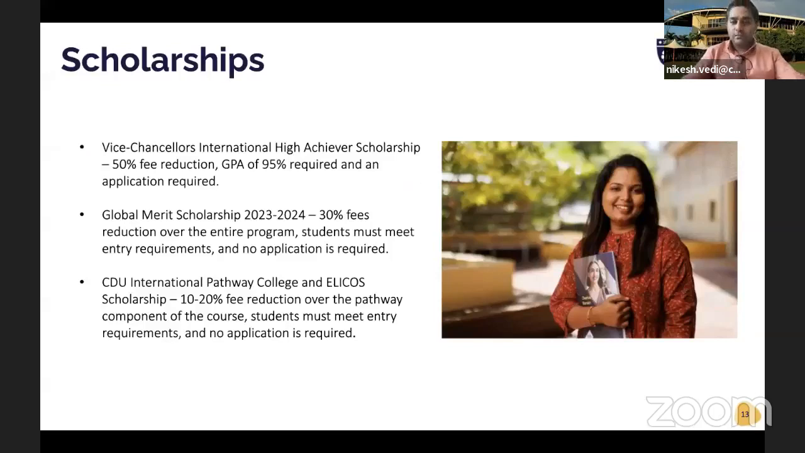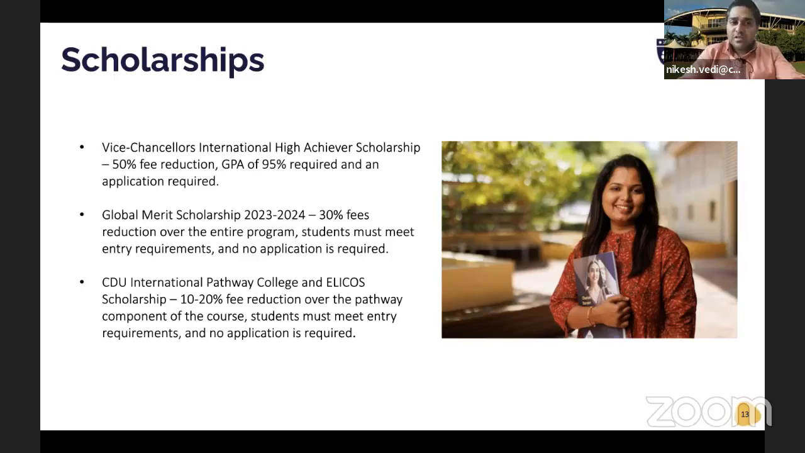Then scholarships. There is no separate eligibility criteria for applying for the scholarship, because if a student is eligible as per the entry requirement, then he or she will get the scholarship. There is no other entrance exam or different application for scholarship.